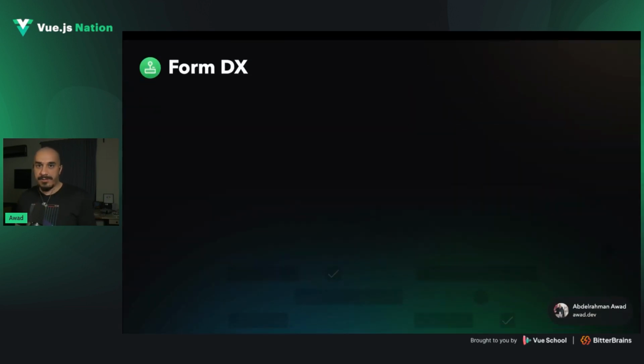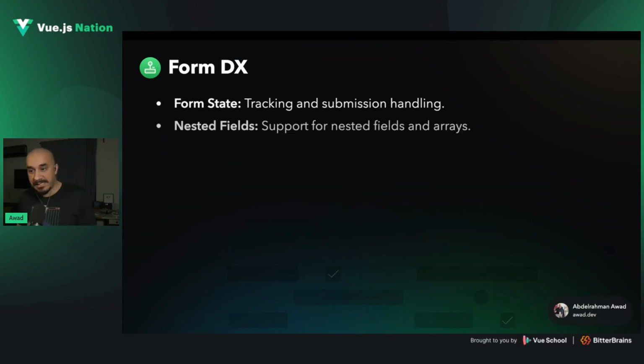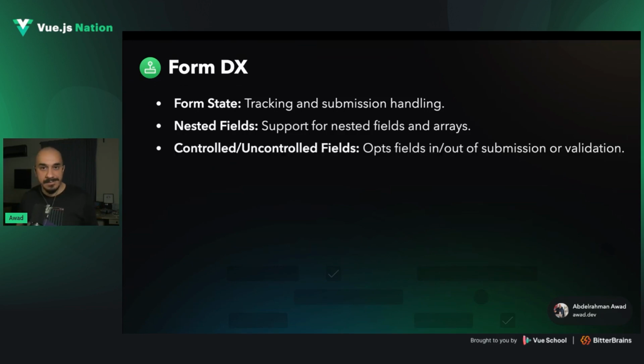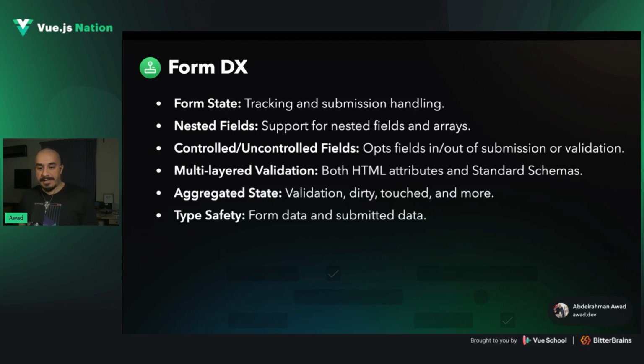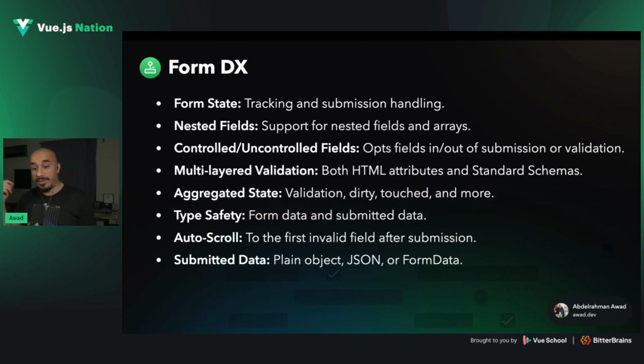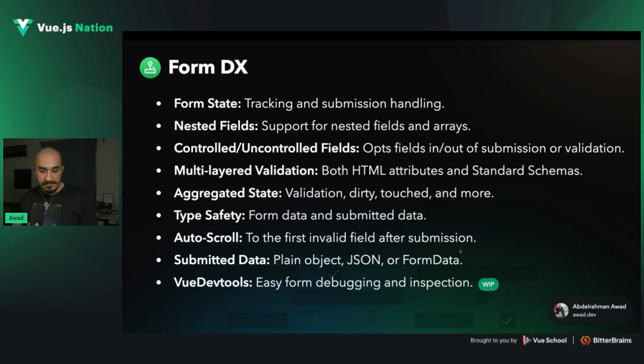Let's move quickly through Form.js because I think I'm going out of time. So form state, you get tracking submission, you get nested fields through groups and repeaters, you get controlled and uncontrolled fields, you get multi-layered validation, you get aggregated state, you get type safety through submission or through the current values, just like vValidate, and it auto scrolls to the first invalid field. And you can consume your submitted data in any shape or form you need, like maybe a plain object if you plan to do some processing on it, JSON if you want to just send it to a JSON endpoint, or form data if you are uploading files or doing something like that. And we are working on a Vue DevTools as well to make debugging easier for you.